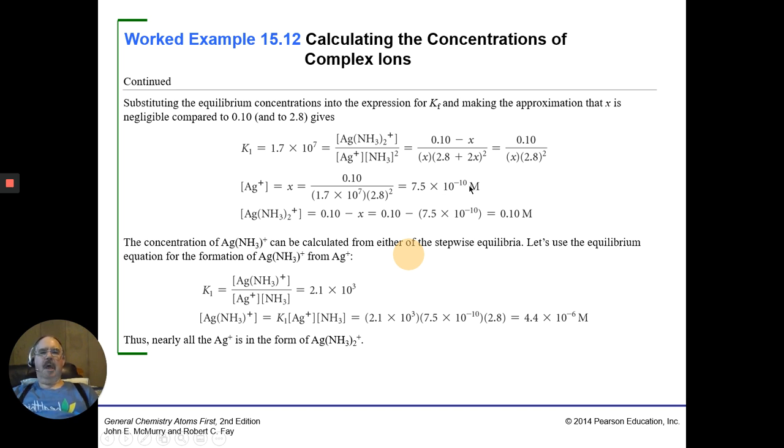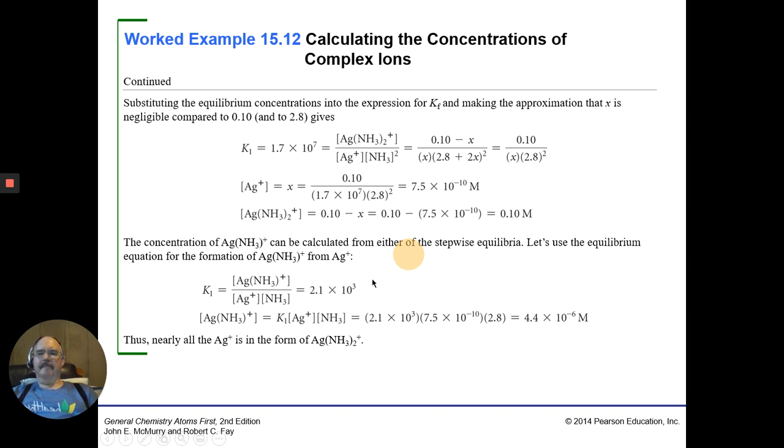Okay, so yes, indeed, these terms are both insignificant compared to 0.1 and 2.8. So that would be our silver concentration at equilibrium. The silver diamine complex would be 0.1 minus X. And again, we solve for X up here. 0.1 minus 7.5 times 10 to the minus 10th is still about 0.1.